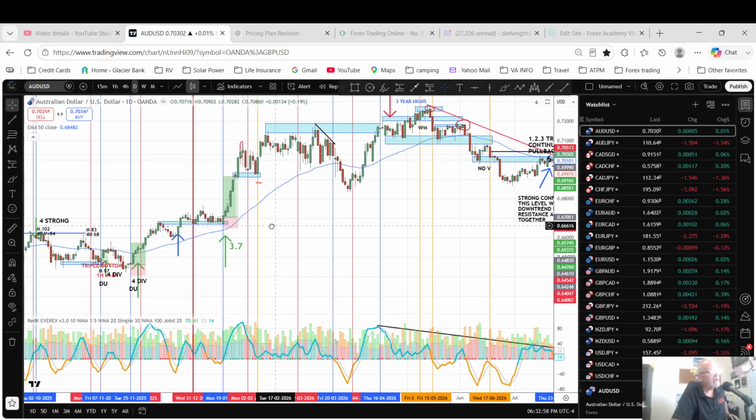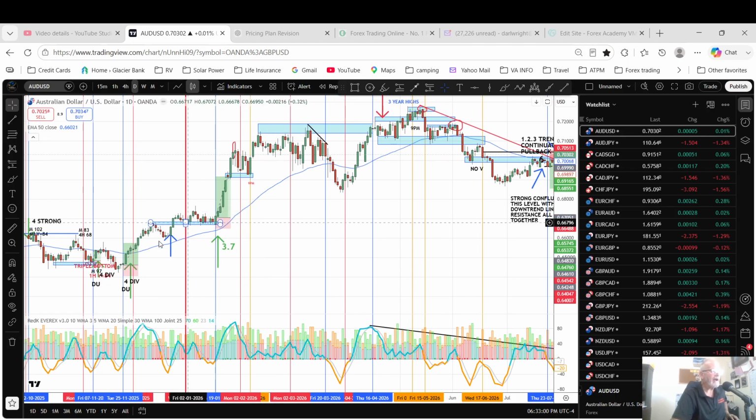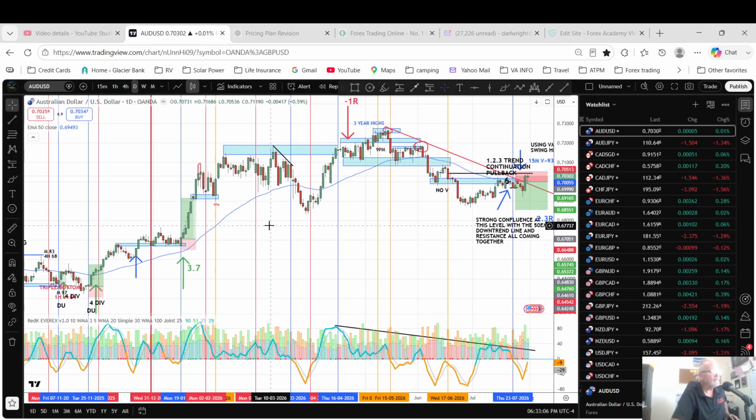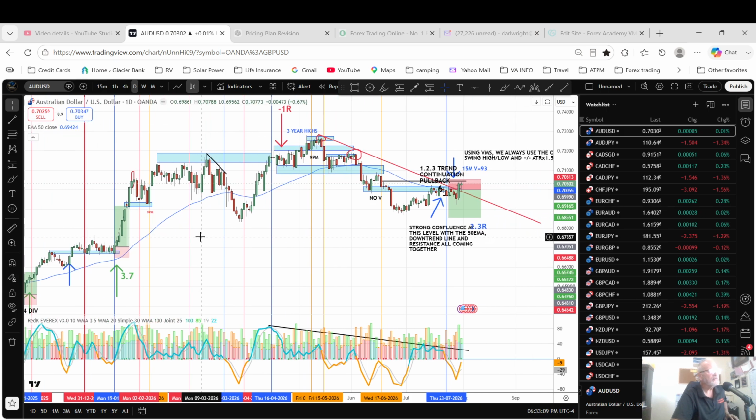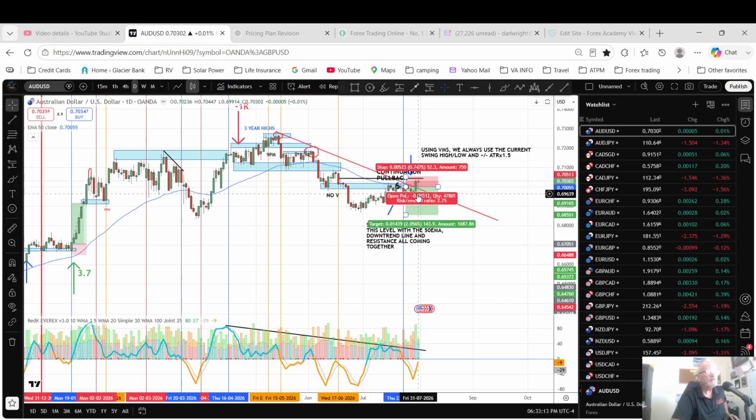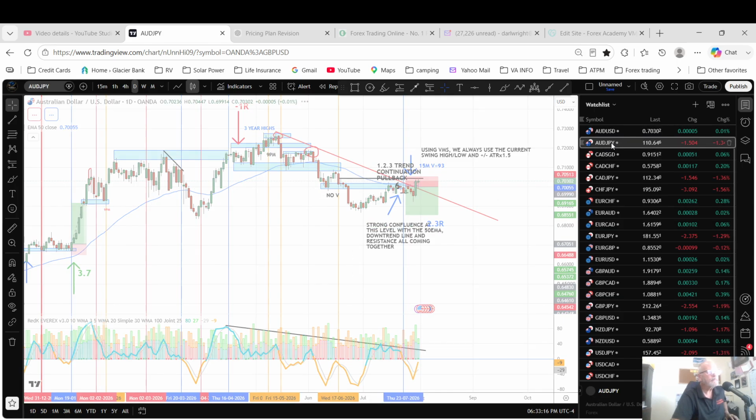So, okay, getting back into structure, a pullback, an uptrend pullback, downtrend pullback, those are my bread and butter. Reversals, we'll see some reversals, and well, I'll wait till we see one. And then here's a trade that we're currently in.